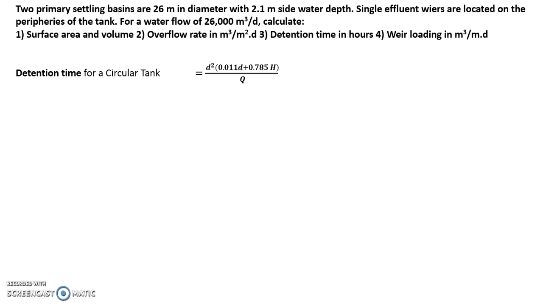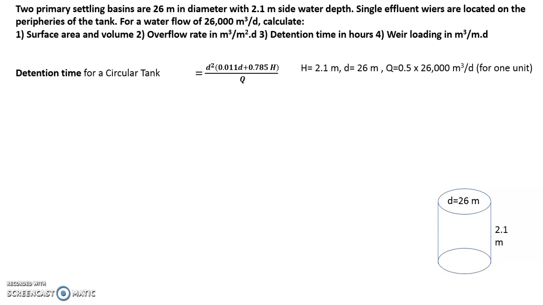Detention time for a circular tank is d square into (0.011 d plus 0.785) h divided by Q. H is given, that is 2.1, and diameter is 26 meters. And Q, we calculate for a single unit now. So we try to calculate all these things for a single unit. So for a single unit, Q is 0.5 into 26,000 meter cube per day. So we substitute here, and we get the value of detention time equals 2.41 hour. So 2.41 hour is the detention time.